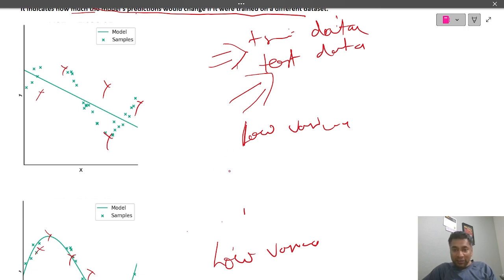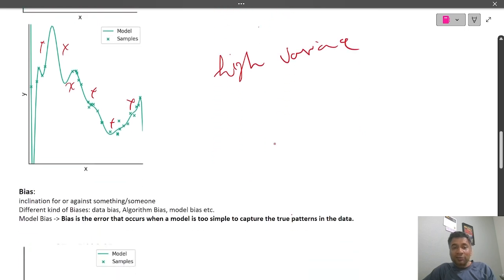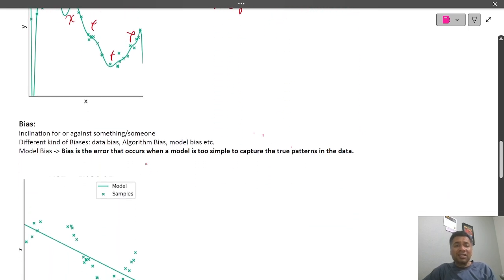Okay, now let's move further. Let's see what bias is. Bias in general is just an inclination for or against someone or something. Let's say someone is biased against someone, or someone is favoring the other person. So these are all cases of bias. And we have different kinds of bias: data bias, algorithm bias, model bias. But in machine learning, we only talk about model bias. What is model bias? Bias is the error that occurs when a model is too simple to capture the true patterns in the data. It is the error that occurs when a model is too simple.